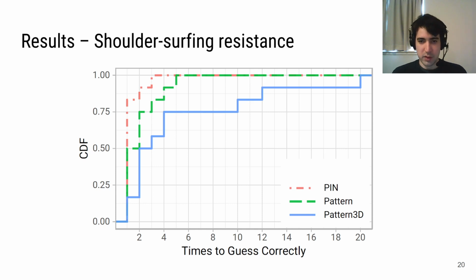Here are results for shoulder surfing resistance. We found with significance that pattern 3D was more shoulder surfing resistant than pin, measured in terms of the number of times it took to correctly guess the full pin or pattern. However, we did not find significant results for differences between pattern and pattern 3D. However, this cumulative distribution function shows that if we were to run the study with a larger sample size, this difference may become significant.